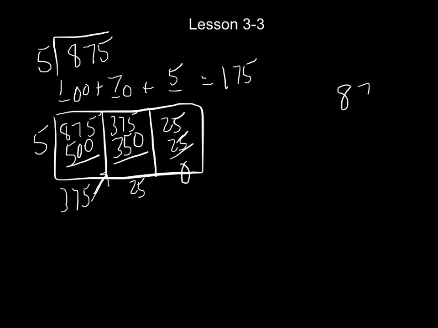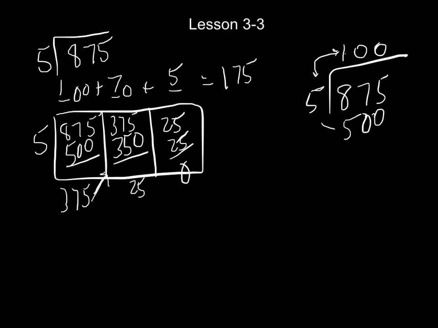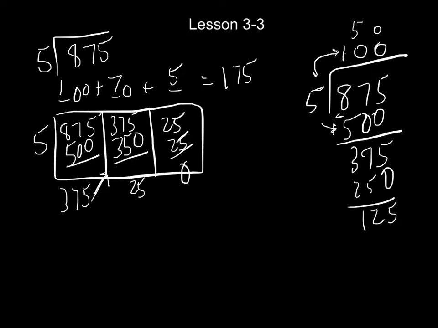Okay, I'm going to solve it now using the expanded notation method. I know 5 can go into 875 at least 100 times. So there's my answer, 100. I'm multiplying 100 times 5, and it gives me 500. Subtract it, get 375. Well, I know 5 can go into 375, let's say 50 times. That gives me 250. When I subtract, I get 125. Now I know it can go in at least 20 times. So 20 times 5 is 100, gives me 25 left over.